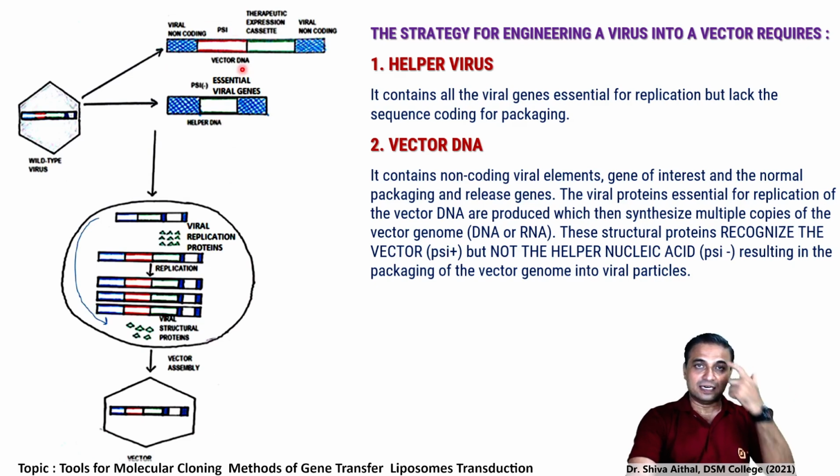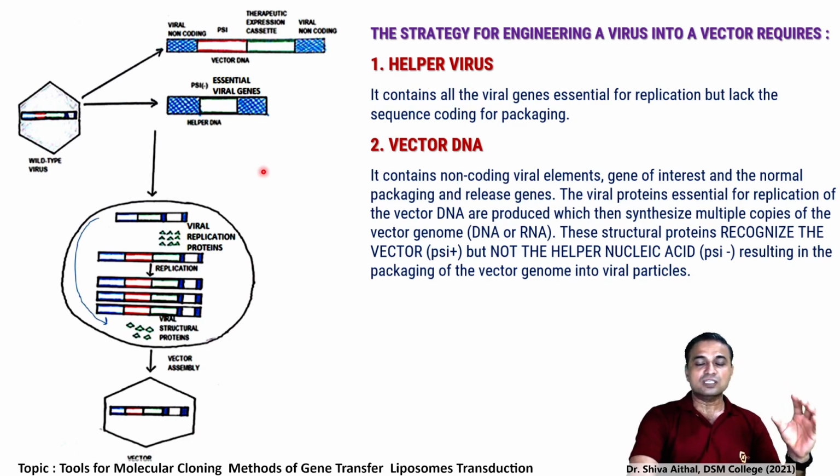Second is vector DNA. It contains all the non-coding viral elements. Gene of interest, that is the therapeutic expression cassette, is your gene of interest. If it is used in pharmaceutical therapy, gene therapy, it is called a therapeutic expression cassette, that is nothing but your gene of interest. And the normal packaging and release genes are also there in the vector DNA, but not in the helper DNA.